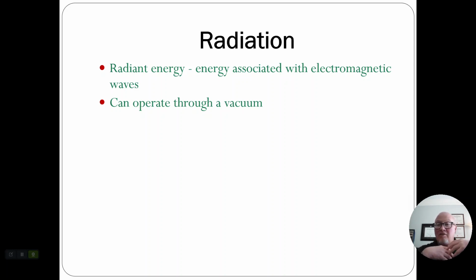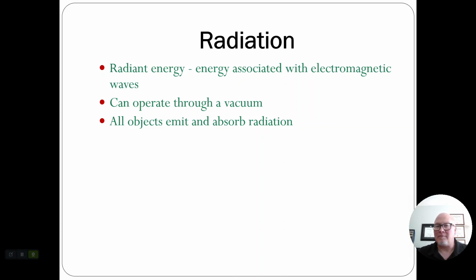The Earth itself gets heat from the sun. The whole Earth gets heat from the sun through radiation. Okay, radiative heating, because there's a vacuum, or a near vacuum anyway, between the sun and Earth. There's not a direct contact between us.